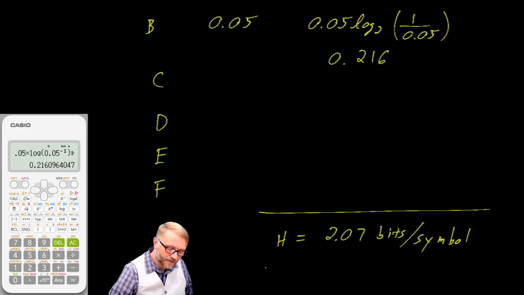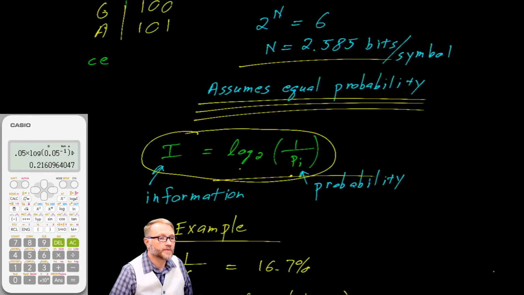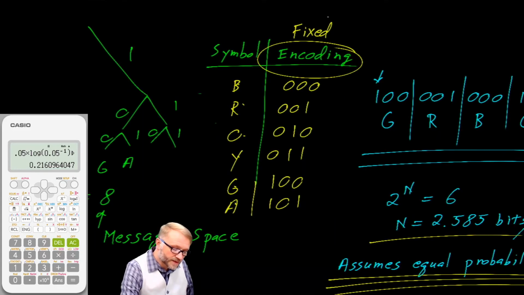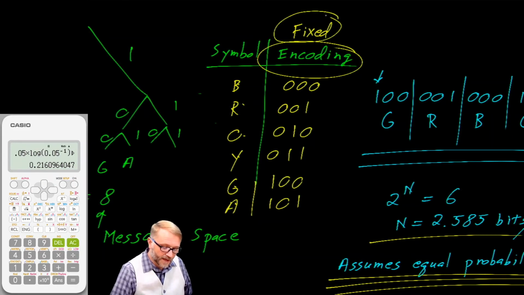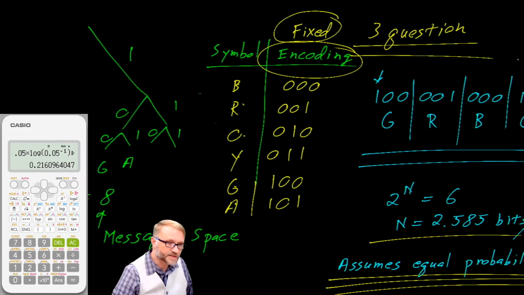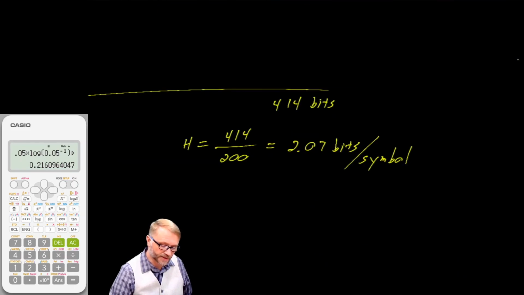With that said, we have to go way back to the beginning of our discussion. Remember when we started, we introduced the symbols and we used something called fixed encoding. And with that, we declared that we had to ask 3 questions. Every single time there was a symbol, we had to ask 3 questions to determine what the color is. But that's no good, because we know that the information would suggest that we only have to ask 2.07 questions.